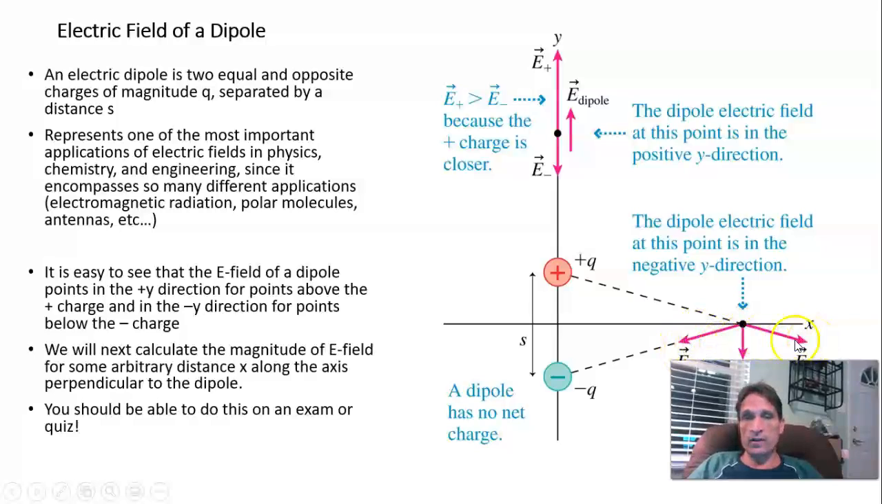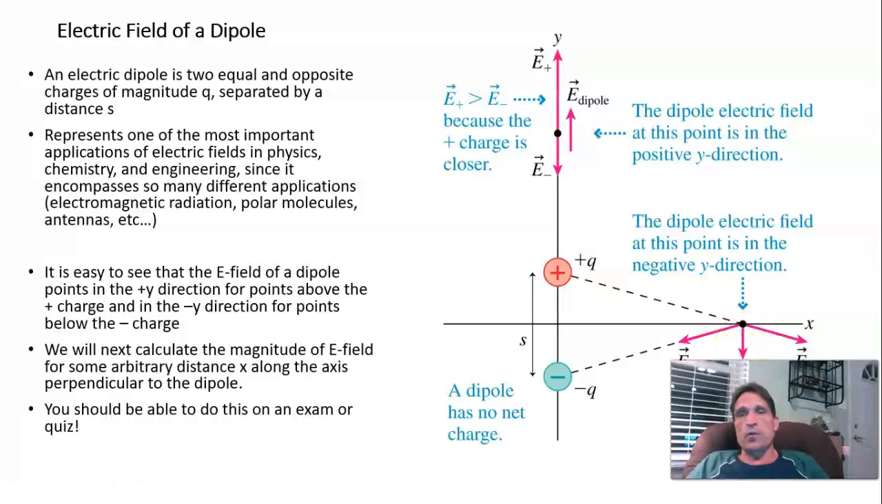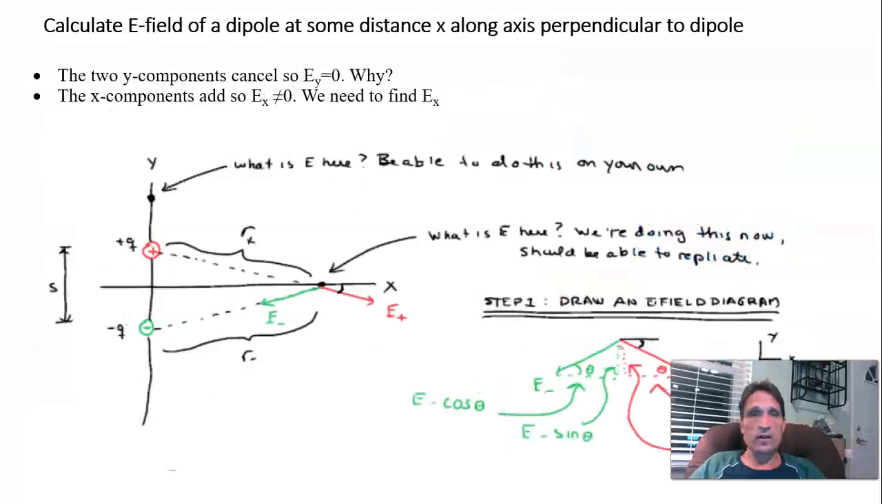And you can see in this example that since the positive and negative dipole source charges are the same distance from this axis, the magnitudes of these fields are the same. And so the x components will cancel and the y components will add, and the net dipole field will be downward. So let's actually calculate it for this example here.